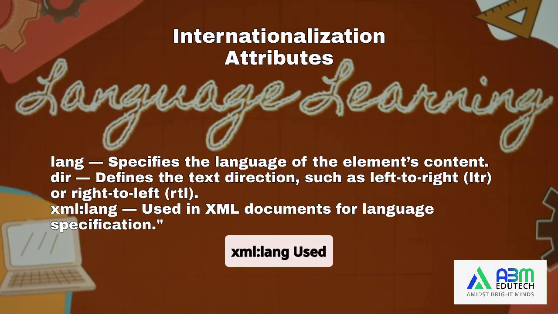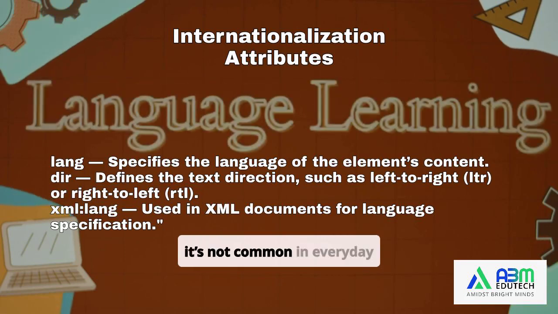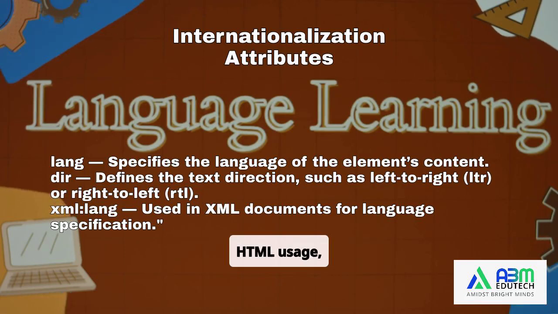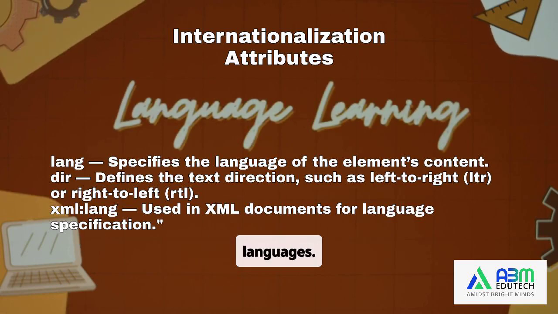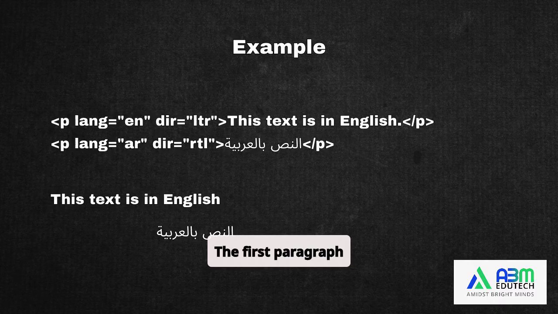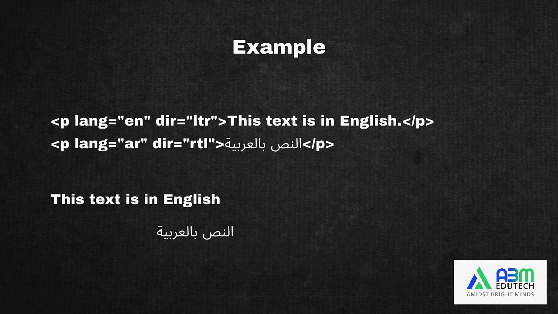xml:lang is used in XML documents to specify the language of an element. While it's not common in everyday HTML usage, understanding this attribute prepares you for working with advanced elements or hybrid languages. The first paragraph specifies English with left-to-right text direction. The second paragraph defines Arabic with right-to-left direction. These attributes ensure your website is accessible to a global audience. These attributes enhance inclusivity and usability for global audiences, making them indispensable for modern web development.